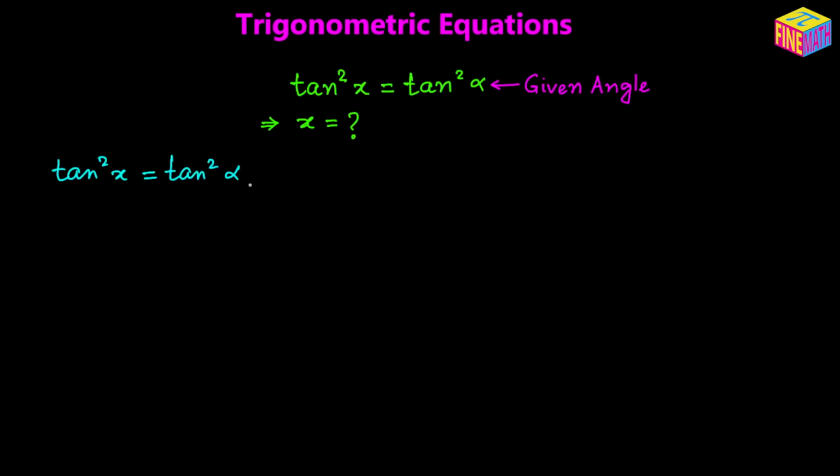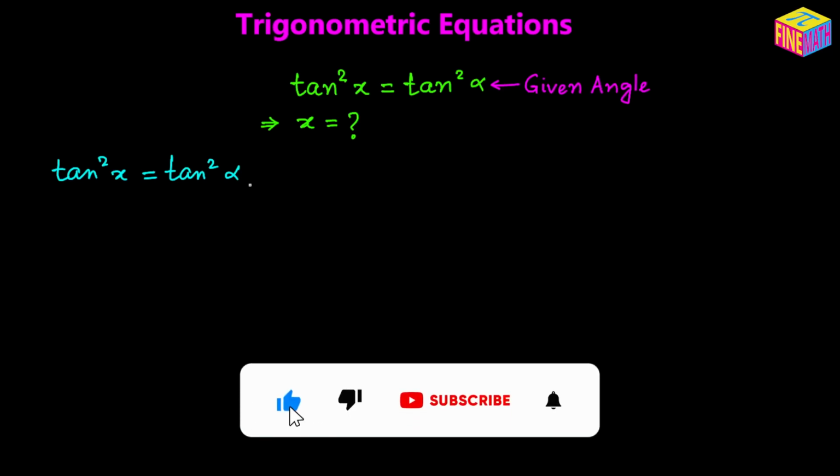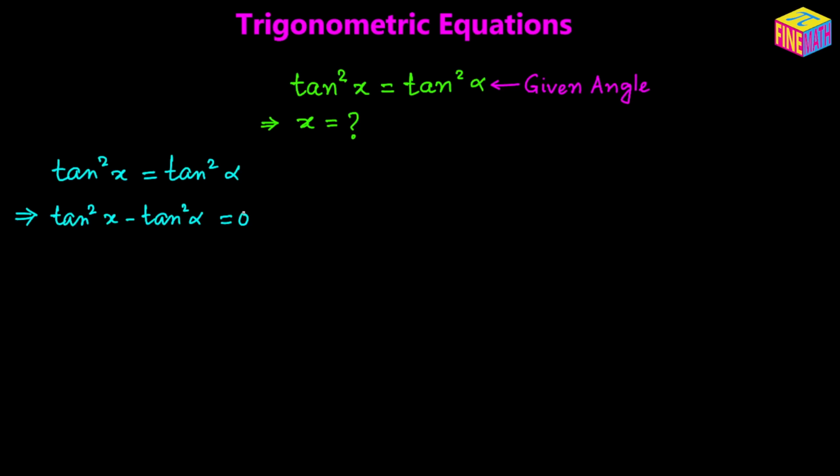The original equation is tangent square of x equals tangent square of alpha. Now if we bring tangent square of alpha to the left hand side, it's going to look like this. Now the left hand side is looking like a difference of two squares, so we can easily factor them. It looks like a squared minus b squared, so we can factor it as a plus b times a minus b. So let's quickly factor it. The left hand side will be tangent of x plus tangent of alpha times tangent of x minus tangent of alpha, and right hand side is already 0.